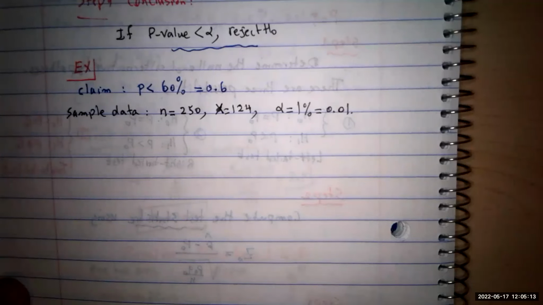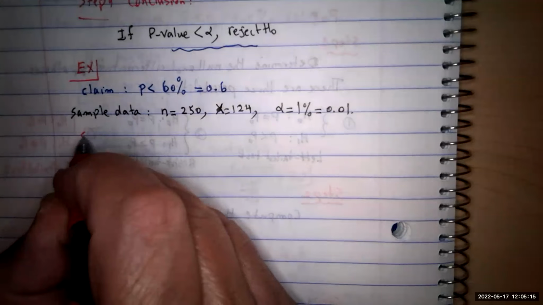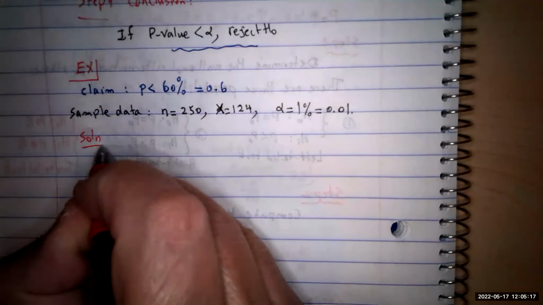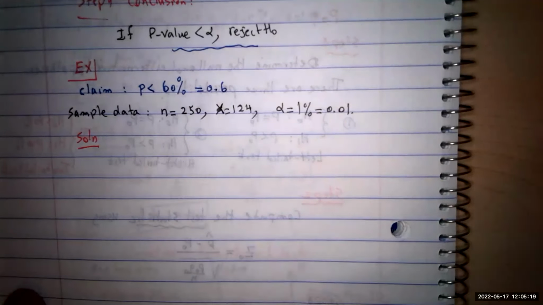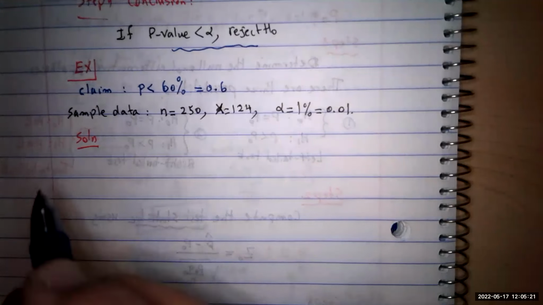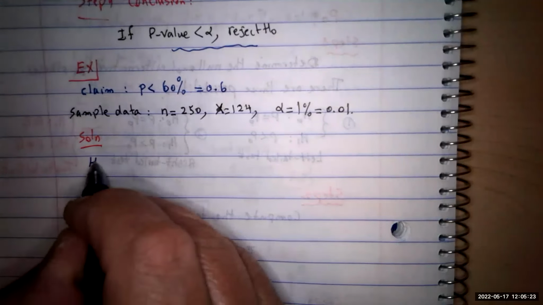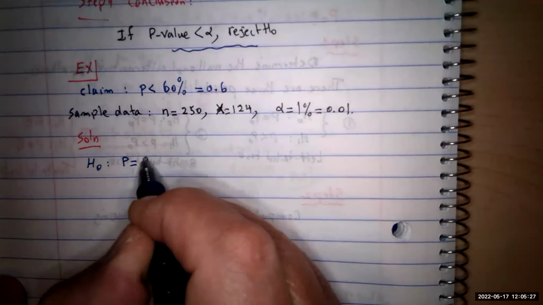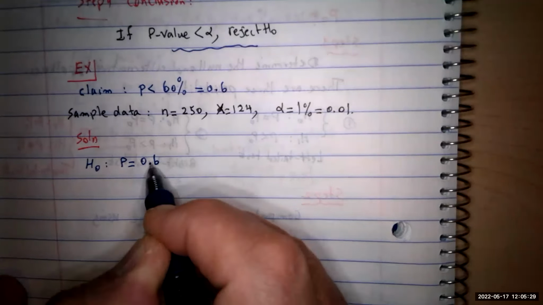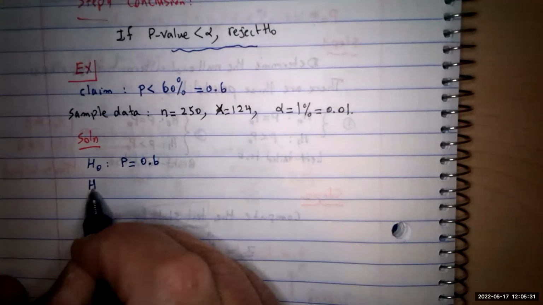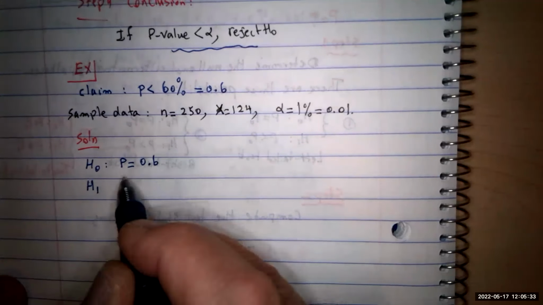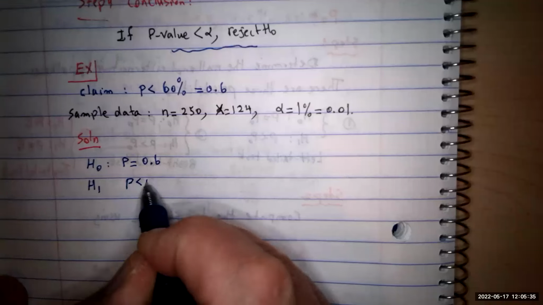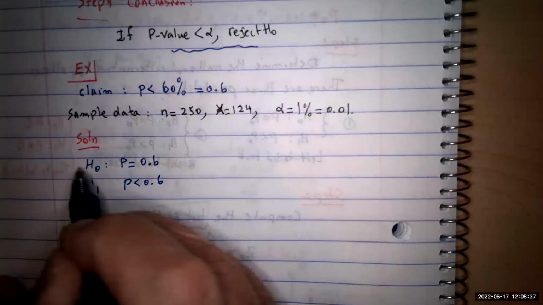So the solution is going to be, we are going to set up the test. This is how you design your test. The H naught is the fact that the P is equal to 60% or 0.6. The H1 is going to be the one that's given to you, which is less than 0.6.